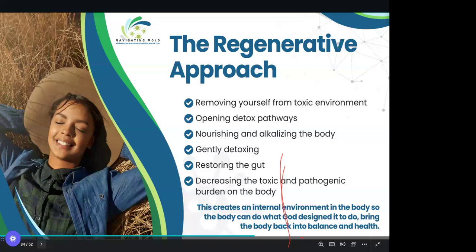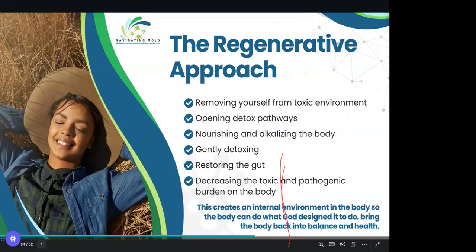And then we also have to decrease the toxic and pathogenic burdens on the body, which Heather was saying we're leaving, when she was saying things were leaving on their own. It's her body, her nervous system, and her immune system came back online. Her gut improved, and her body did what God designed it to do naturally to bring the body back into balance.